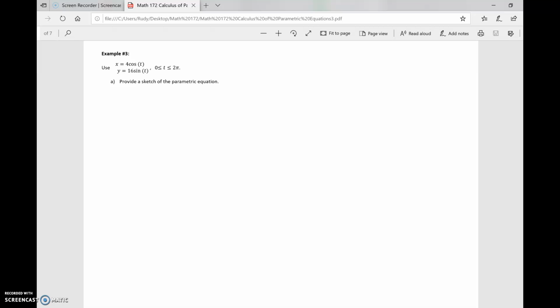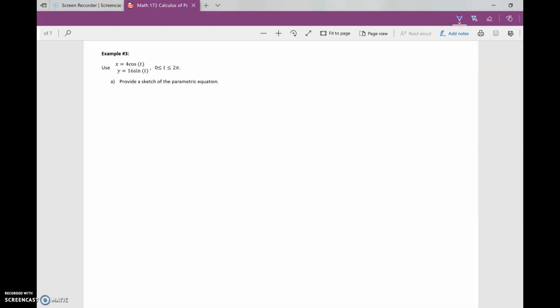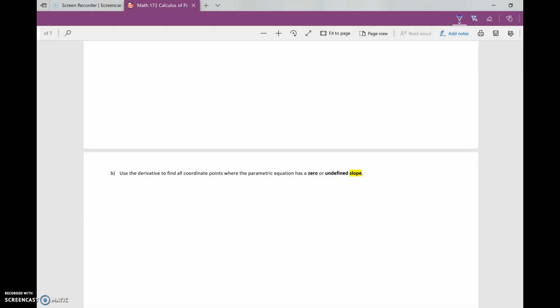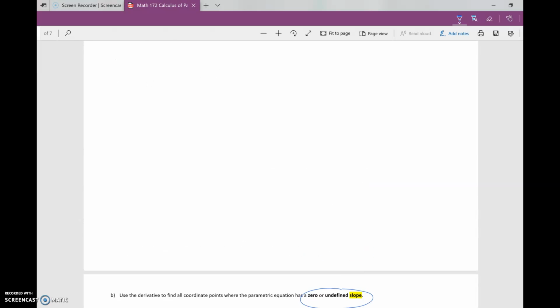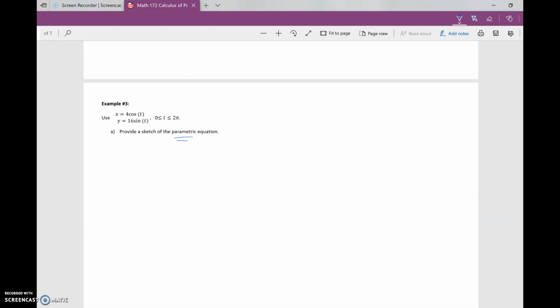Hi class, let's take a look at example 3. And example 3 is asking a couple of questions. Same idea, back to Calc 1. They want us to provide a sketch and we're going to end up with a circle. And then also they want us to look at the derivative and find where the derivative is going to be 0 or undefined. And they actually want the coordinate points where this occurs.